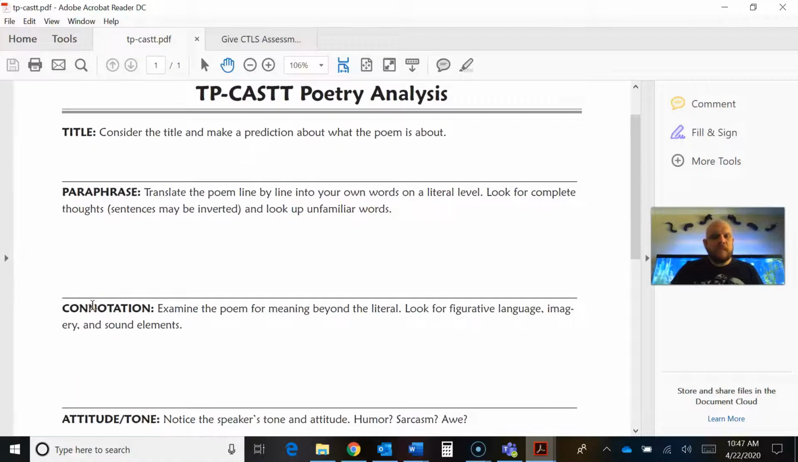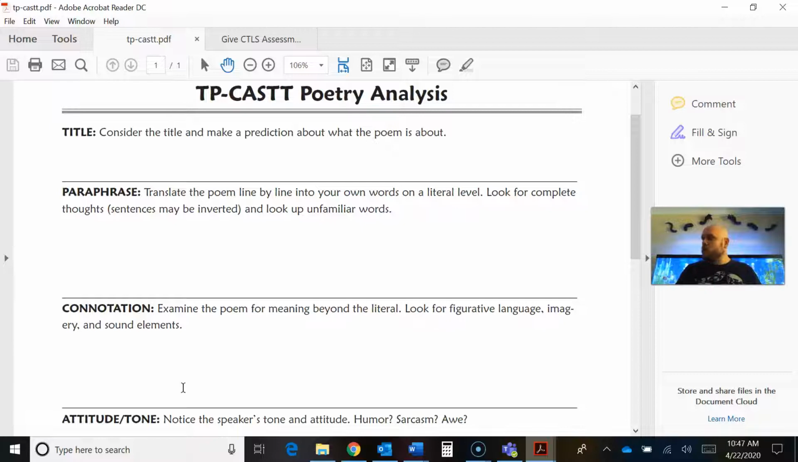Okay? Connotation, to me, is the heart of it. Connotation is where you examine the poem for meaning beyond the literal, right? Denotation is the literal definition of a word. Connotation is what is implied by it. So we want to look beyond the literal for the poetry here, for connotation. So you're looking for figurative language, imagery, and sound elements in this section.